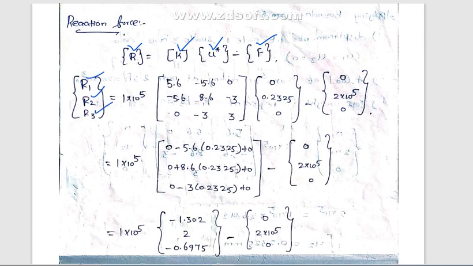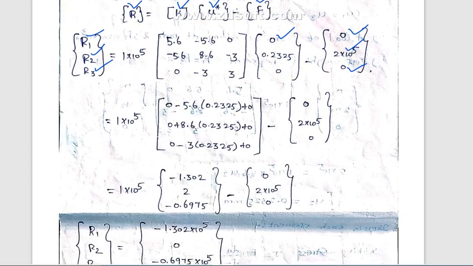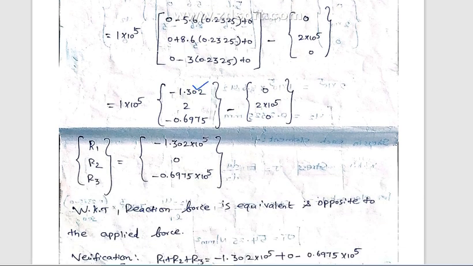This is the final global stiffness matrix, 1 into 10 power 5 times: 5.6, minus 5.6, 0; minus 5.6, 8.6, minus 3; 0, minus 3, 3. This is the displacement matrix: 0, 0.2325, 0, minus the force matrix: 0, 2 into 10 power 5, and 0. So first you multiply these two matrices and make them a column. This is the value: minus 1.302, 0 and minus 0.6975.